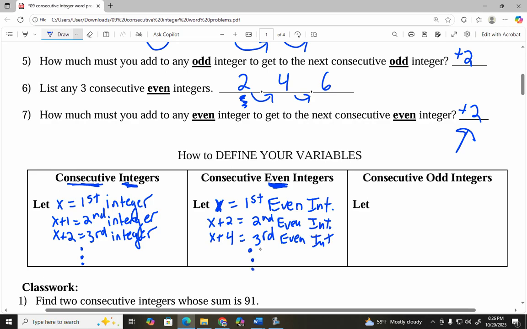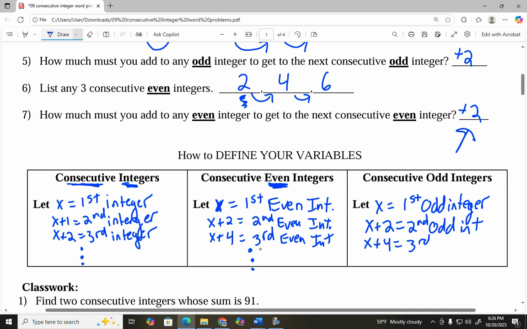And then this is what baffles people's brains when we do consecutive odd. So again, let's let x equal the first odd integer. And what did you tell me we're supposed to add on to get from one odd to the next? It is add on 2, therefore this next statement is x plus 2. And it gets me to the second odd. And then an x plus 4 gets me to the third odd.